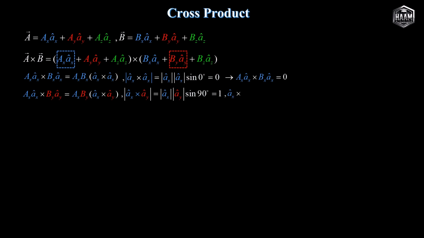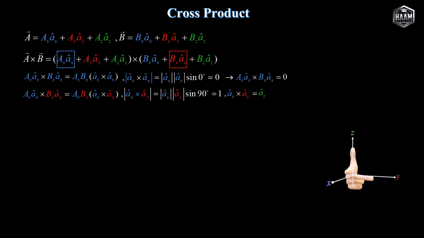To determine its direction, we apply the right-hand rule, pointing the index finger along the first vector direction, A hat sub x, and the middle finger along the second vector direction, A hat sub y. The extended thumb points in the direction of the resulting vector, which corresponds to positive A hat sub z. Thus, A hat sub x cross A hat sub y equals A hat sub z, completing the evaluation of this term.